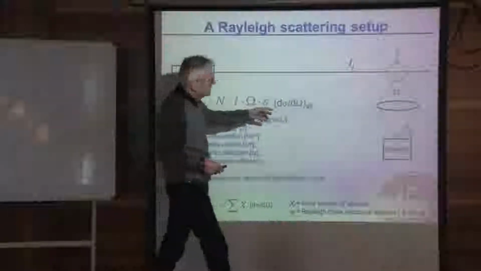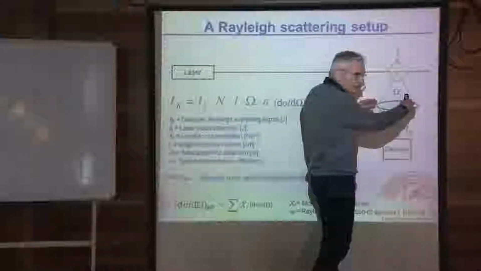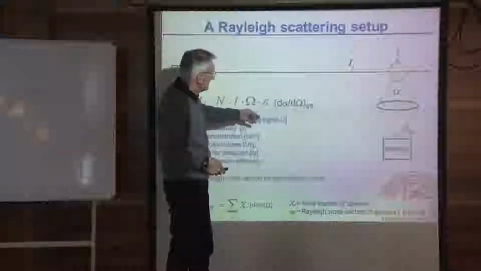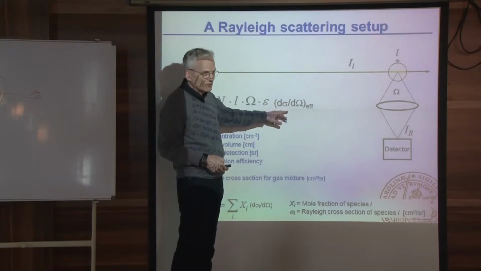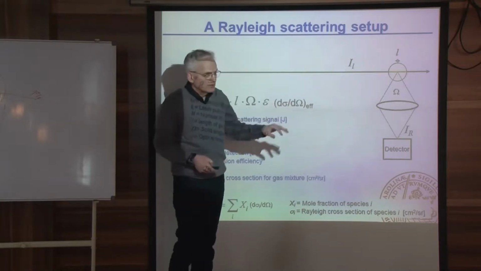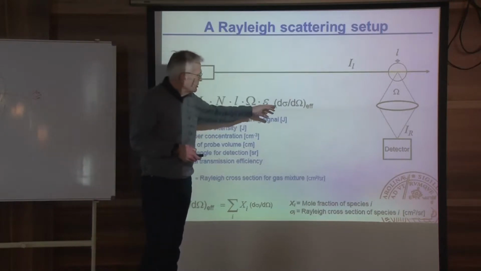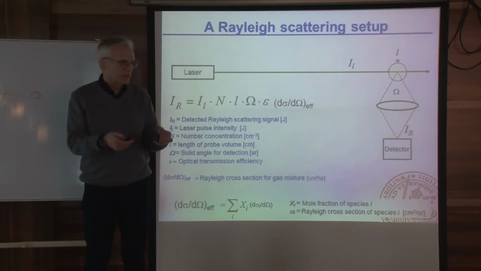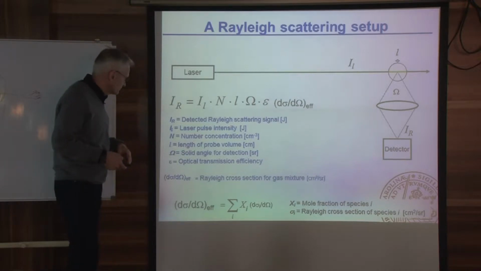It's proportional to how many photons you detect, how big a lens you have. That's the solid angle. The efficiency of the detector, and also very importantly the cross section. And that could be a problem with Rayleigh scattering, that each species has a distinct cross section, probability to get scattered. And that, I will come back to this.